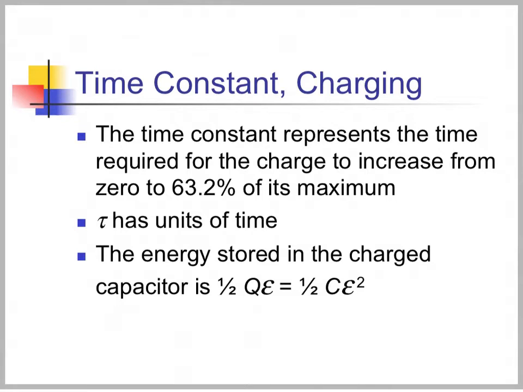Now, this time constant represents the time required for the charge to increase from 0 to 63.2% of its maximum. This has to do with the way the logarithms work. And tau has units of time. Then the energy stored on the capacitor is also going to change in time. And remember, the energy stored on a capacitor is 1/2 Q times the voltage, or 1/2 CV squared.